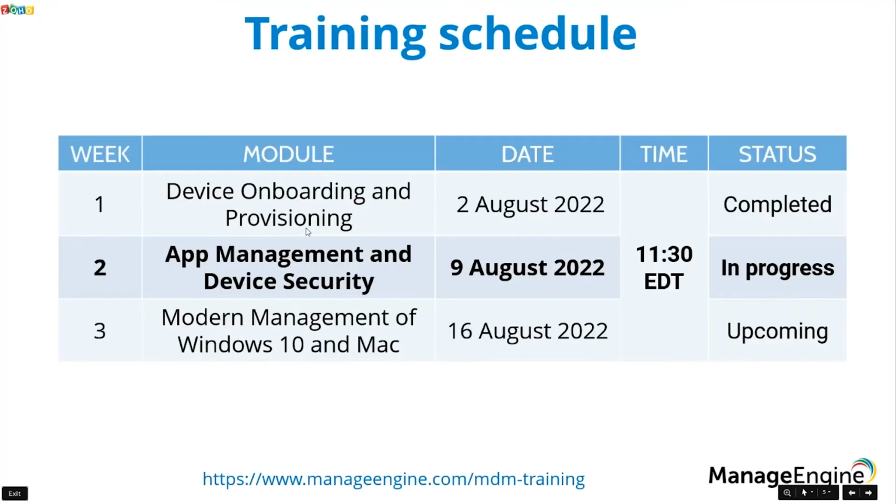So here is our training schedule. This is a 3-week series. We have made it in a way where the first week, which was last week, was about device onboarding and basic provisioning policies. We demonstrated how you could onboard your devices, what the different ways of enrollment are, and based on the enrollment, what management scope you can avail on the device. That was covered last week.